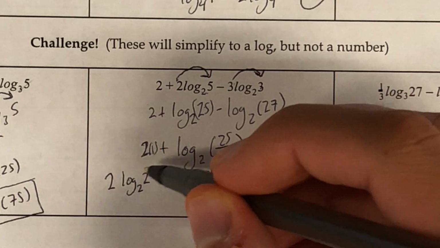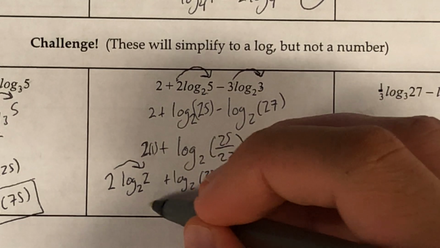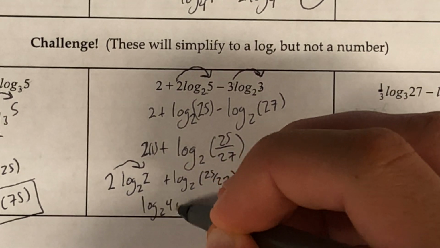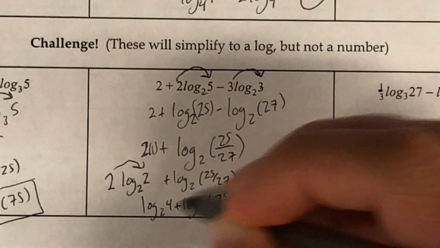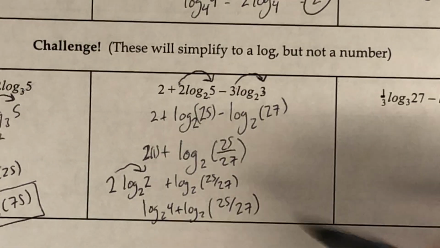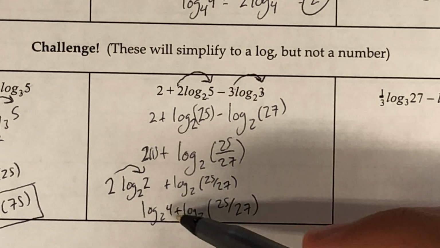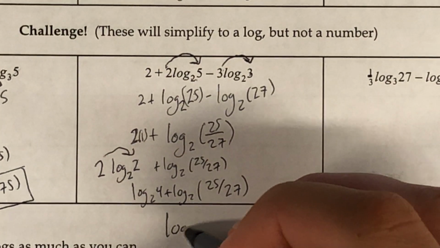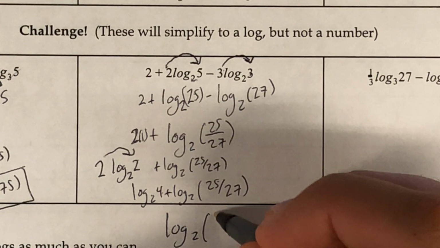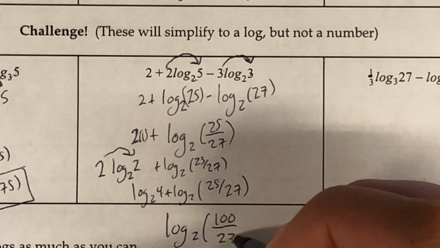Bring this 2 in and square the 2. So we get 4, log base 2 of 4. And then now we've got the logs with the same base, no coefficients, so I can add these two logs together by multiplying the inside, which will give me log base 2 of 4 times 25, which is 100, over 27.